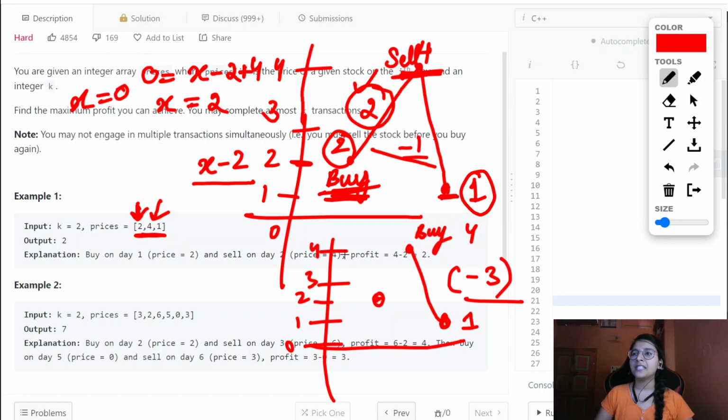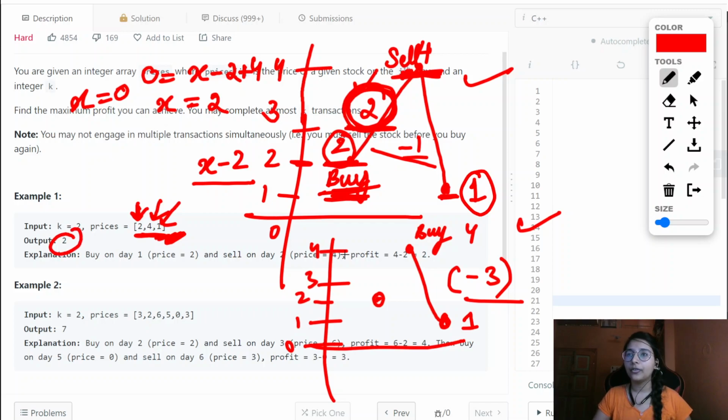And then if we start at 1 only, we can only buy it, not even sell it, so at this particular moment we don't get any loss or profit. So out of these scenarios, we got the profit when we were at 2, buying at 2 and selling at 4. Our profit was 2, and this is what they have told us: buy on day 1 at price 2, sell on day 2 at price 4, profit would be 4 minus 2 equals 2.